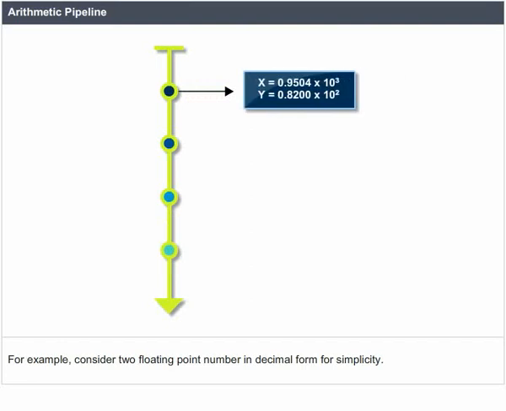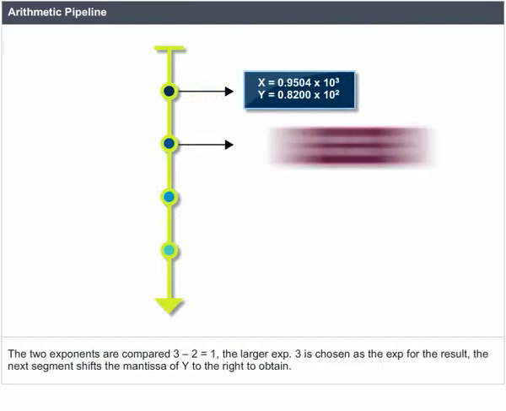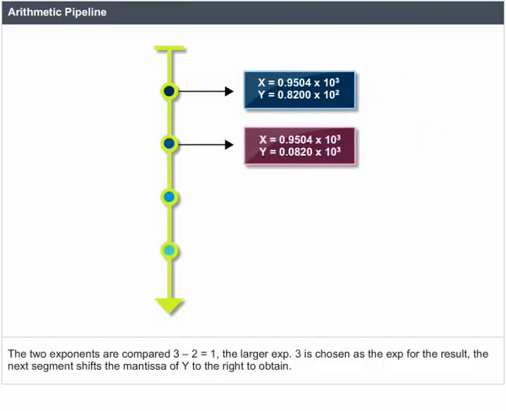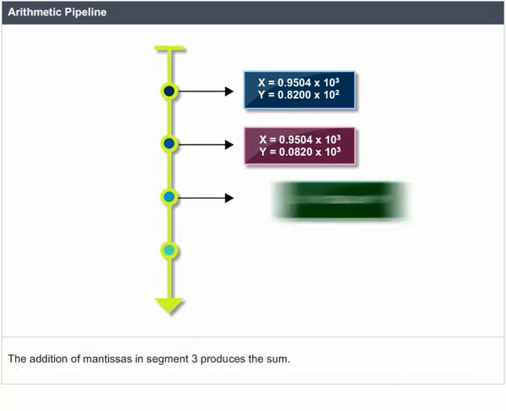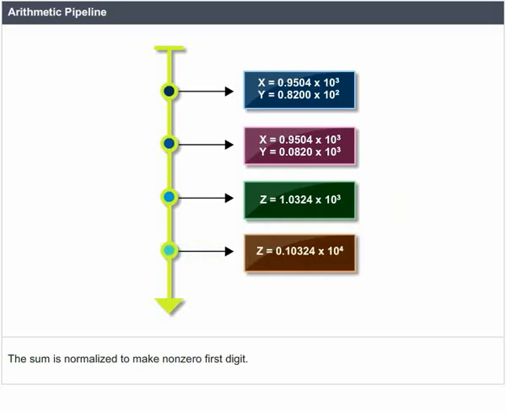For example, consider two floating point numbers in decimal form for simplicity. The two exponents are compared: 3 minus 2 equals 1. The larger exponent, 3, is chosen as the exponent for the result. The next segment shifts the mantissa of Y to the right to align it, and the addition of mantissas in segment 3 produces the sum. The sum is normalized to make the first digit non-zero.